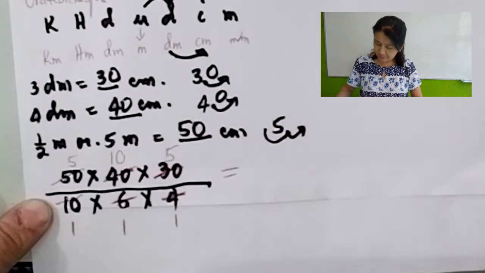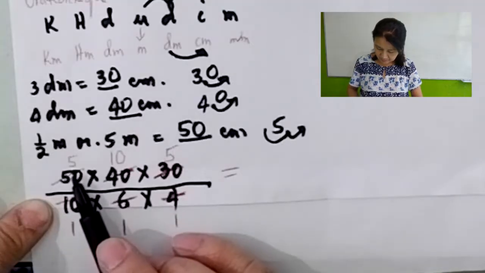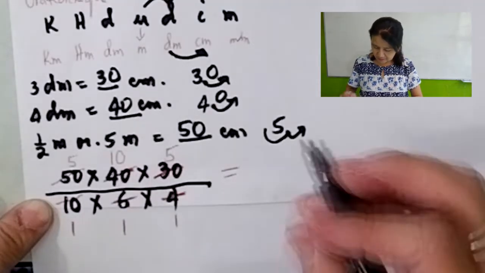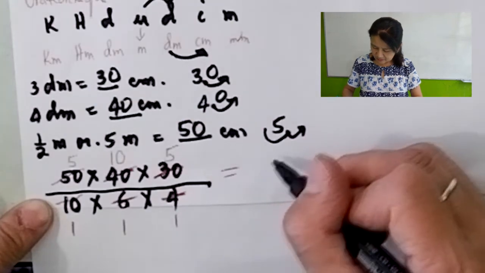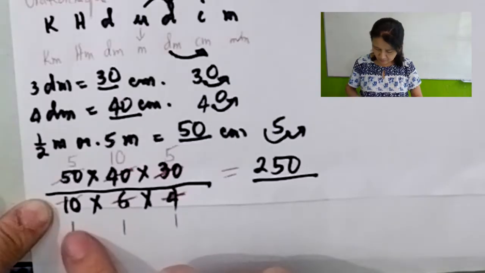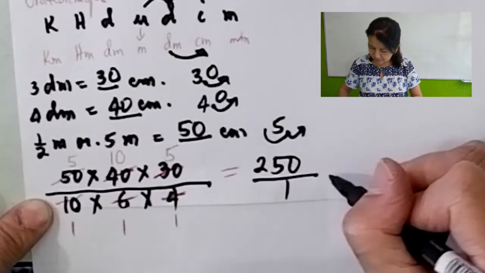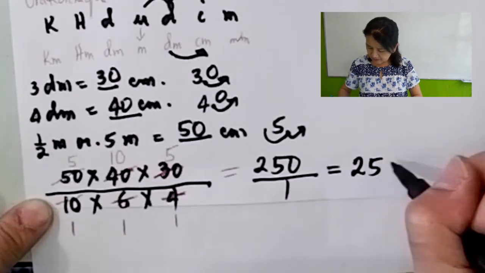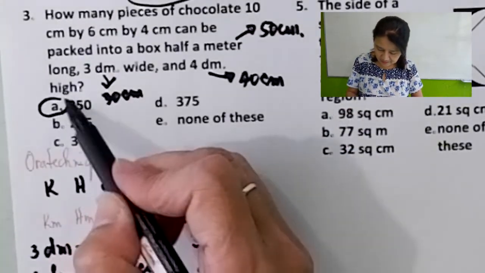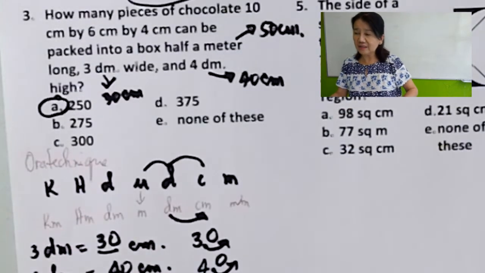So we are left with 5 times 10 is 50. 50 times 5 is 250, over 1 times 1 is 1 times 1 is 1. So the correct answer is 250. There, we have A as the final answer.